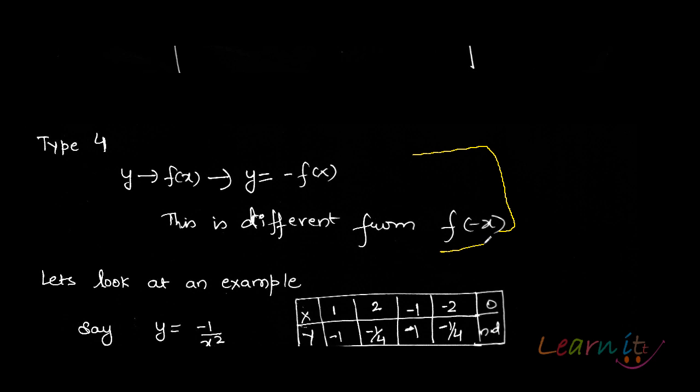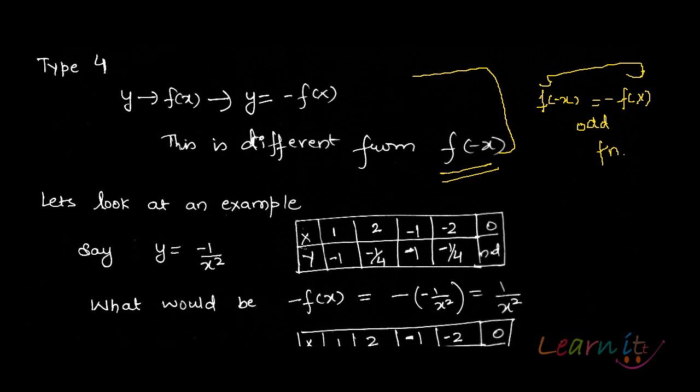Remember that this is different from f of minus x, okay? In case of an odd function, if somebody had this question in mind, what happens? F of minus x equals minus f(x), but not in general for every function, only in case of odd functions, because a function is called odd only when this is satisfied, only if f of minus x equals minus f(x).